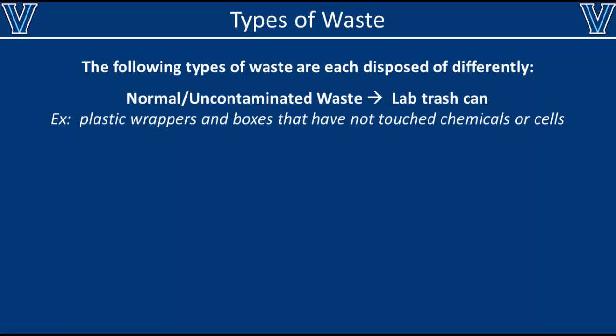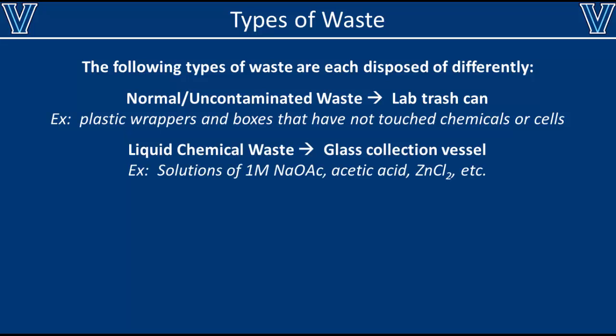For example, if you're unpacking a new shipment or something like that and you need to throw away paper or plastic wrapping that hasn't come in contact with any chemicals or cells, that can go in a normal lab trash can. However, if you generate any liquid chemical waste, that obviously cannot go in the regular trash can or down the drain. Instead, it must be collected in a glass collection vessel and properly labeled.